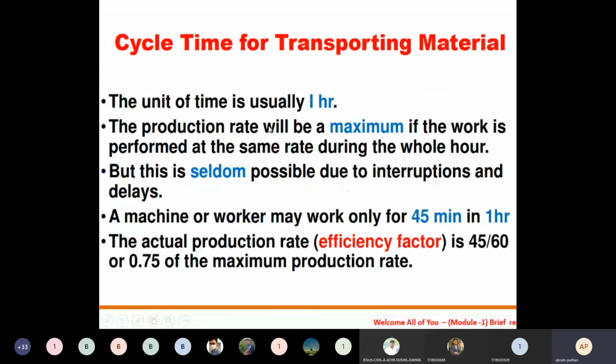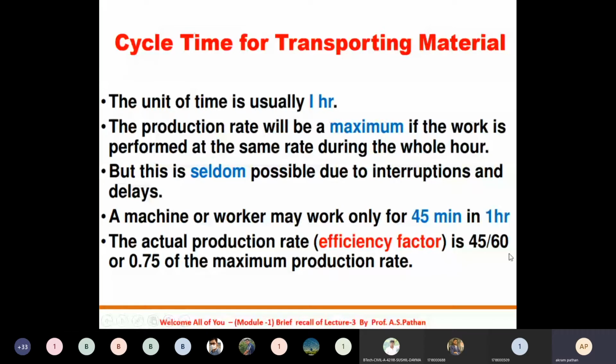The unit for production rate is meter cube per hour, so the unit of time we usually take is the hour. Then the production rate will be maximum if the work is performed at the same rate during the whole hour. But this is not possible due to interruptions and delays. A machine or worker may work only 45 minutes in 1 hour. This is the actual fact. So in 1 hour you consider only 45 minutes of actual work efficiency. So the actual production rate is 45 divided by 60, that is 0.75.